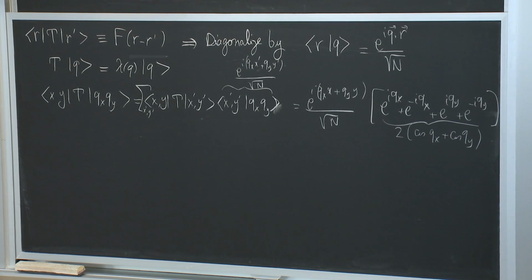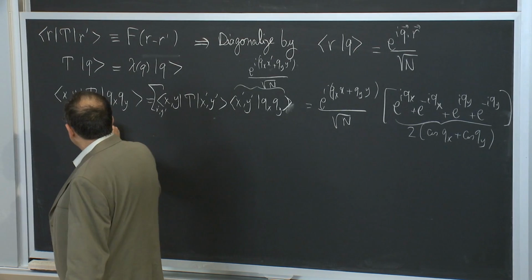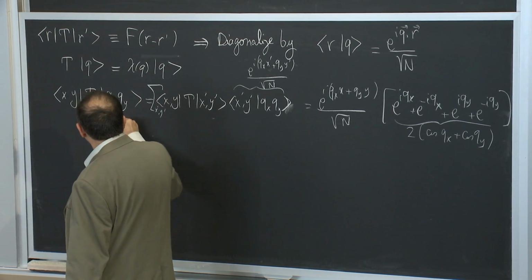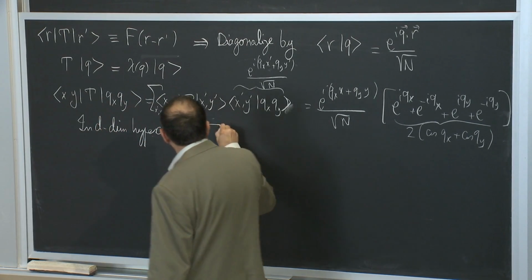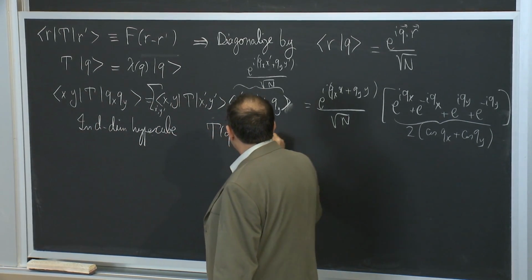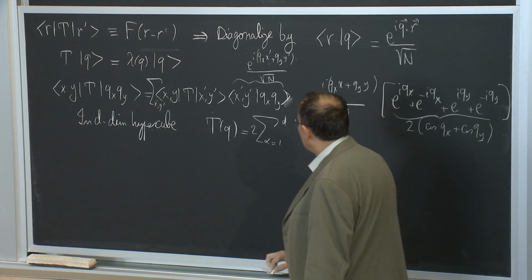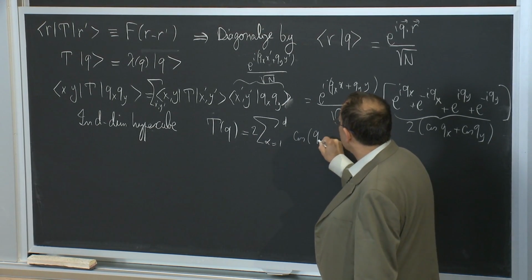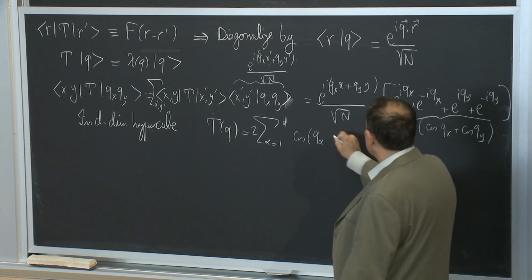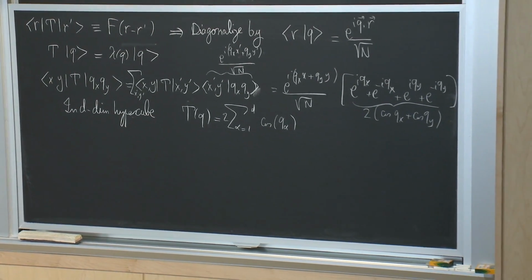And so we can see that quite generally in the d-dimensional hypercube, my T of Q is going to be the sum over all d components of these factors of cosine of q alpha, and that's about it. Okay?